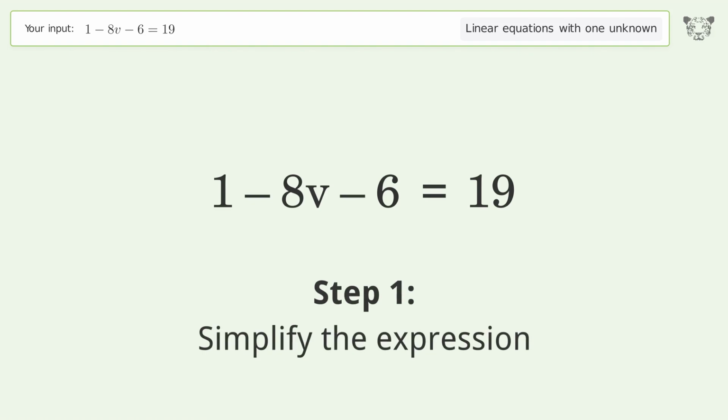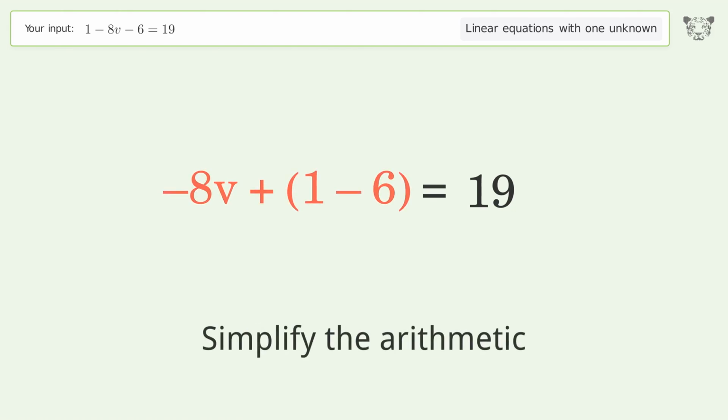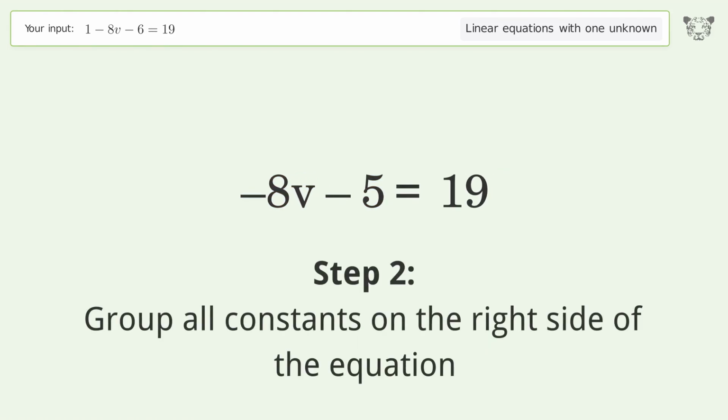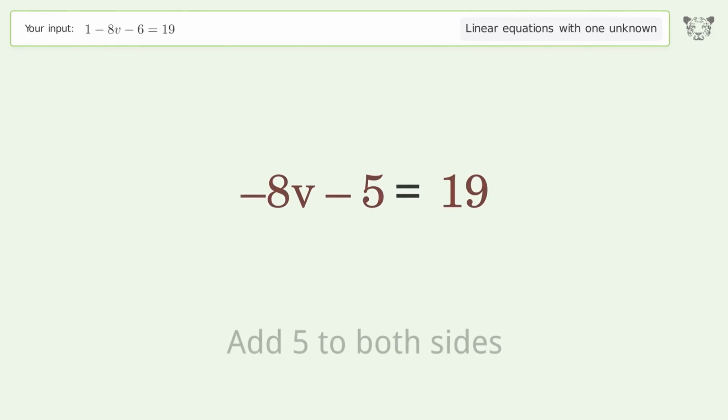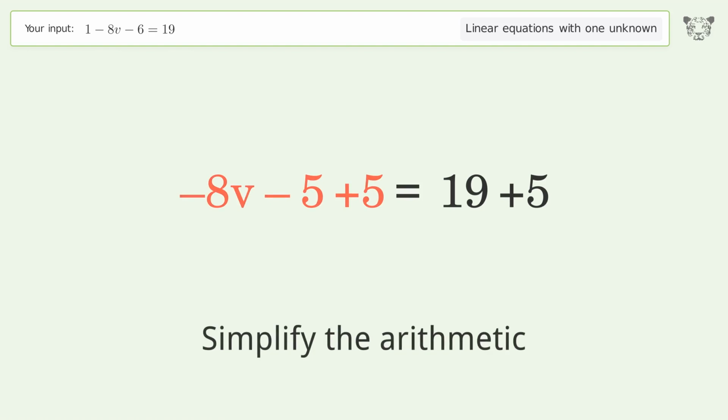Simplify the expression. Group like terms. Simplify the arithmetic. Group all constants on the right side of the equation. Add 5 to both sides. Simplify the arithmetic.